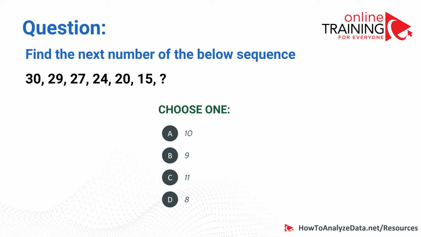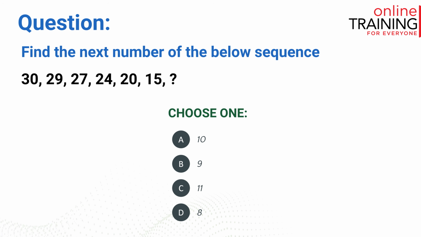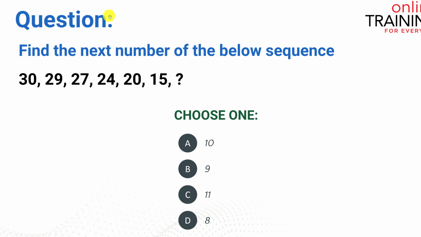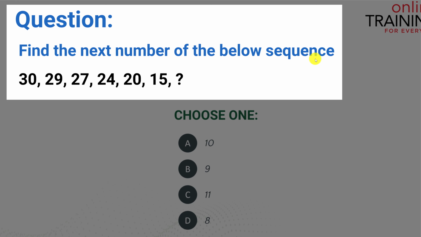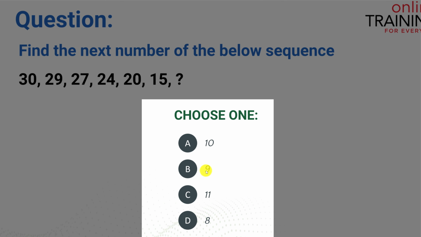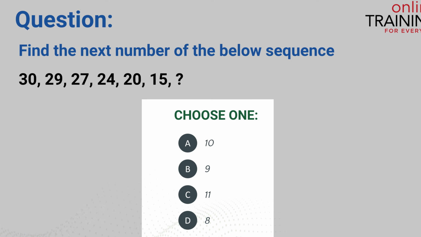So here's the question, which is frequently used as part of numerical reasoning and logical reasoning tests. Find the next number of the below sequence. And you have a series of numbers: 30, 29, 27, 24, 20, 15, and you have 4 different choices: 10, 9, 11, and 8. Which one do you think is right?